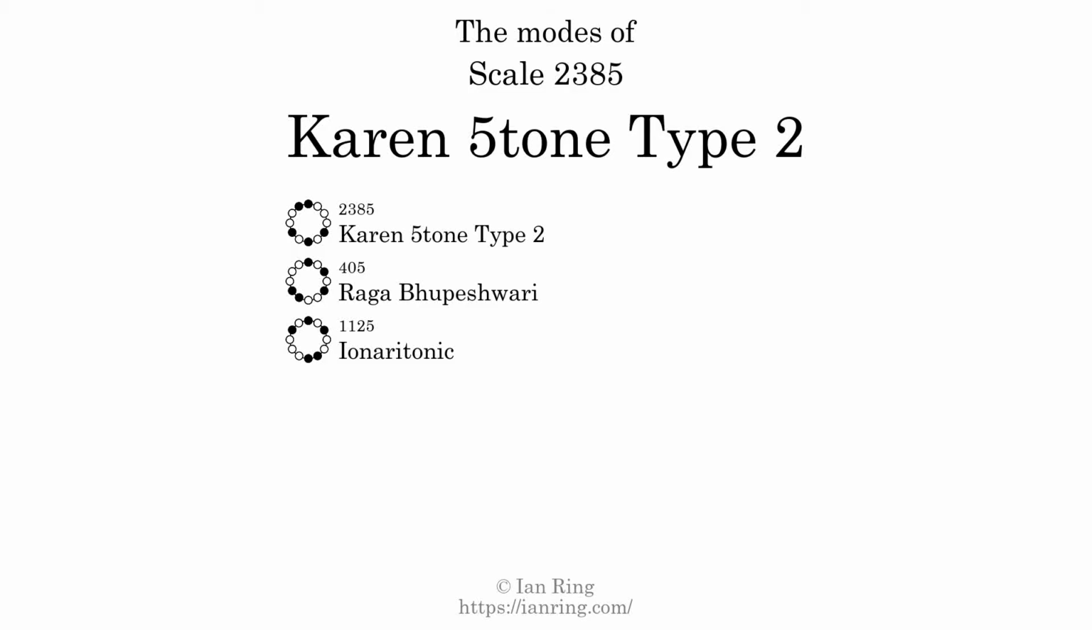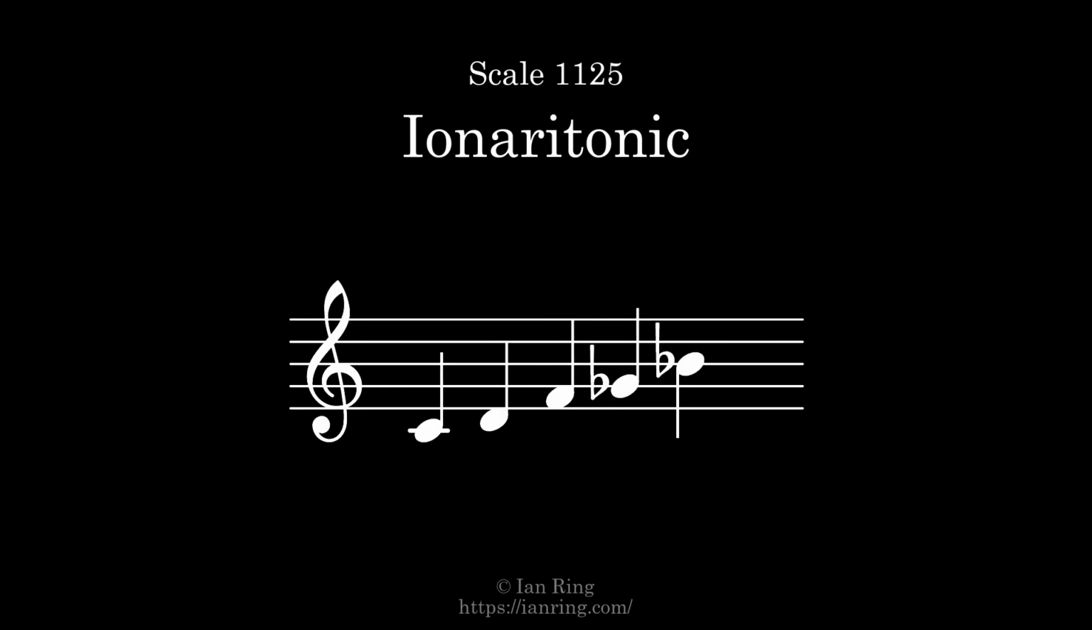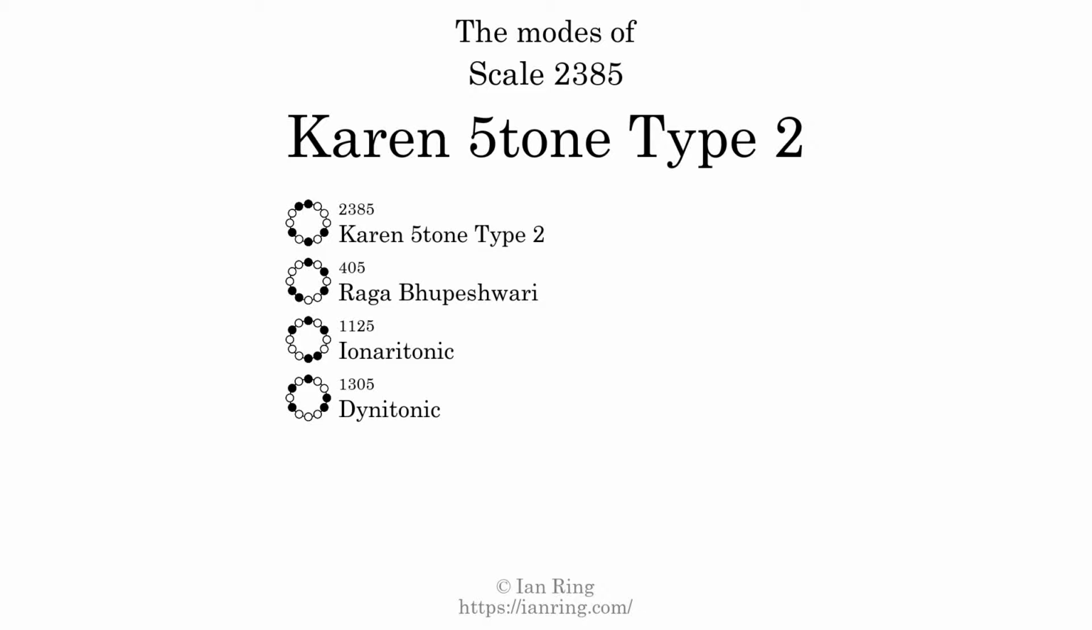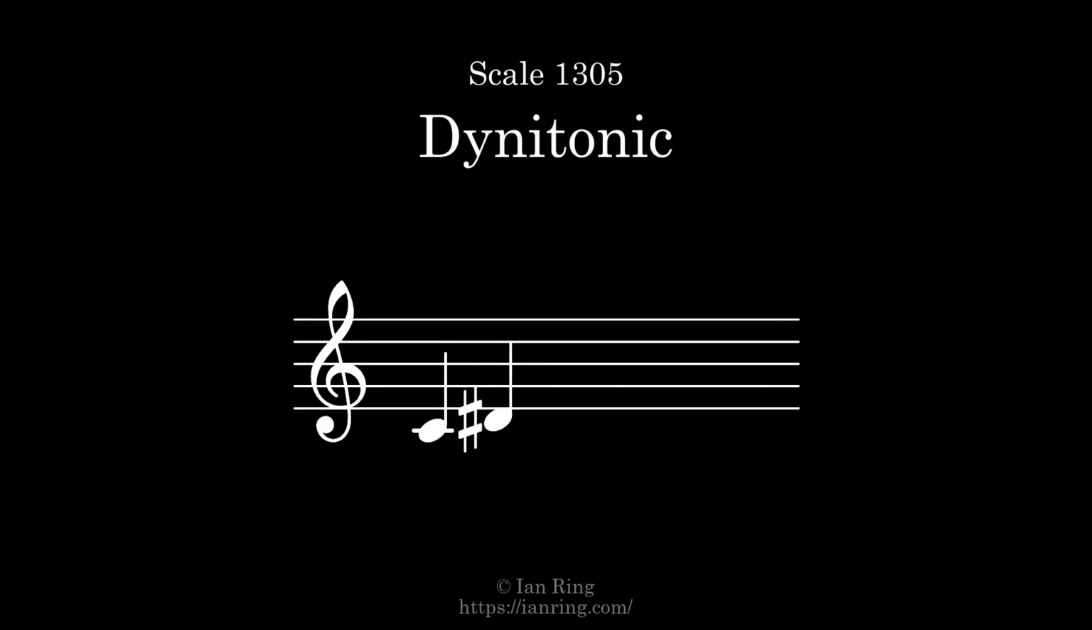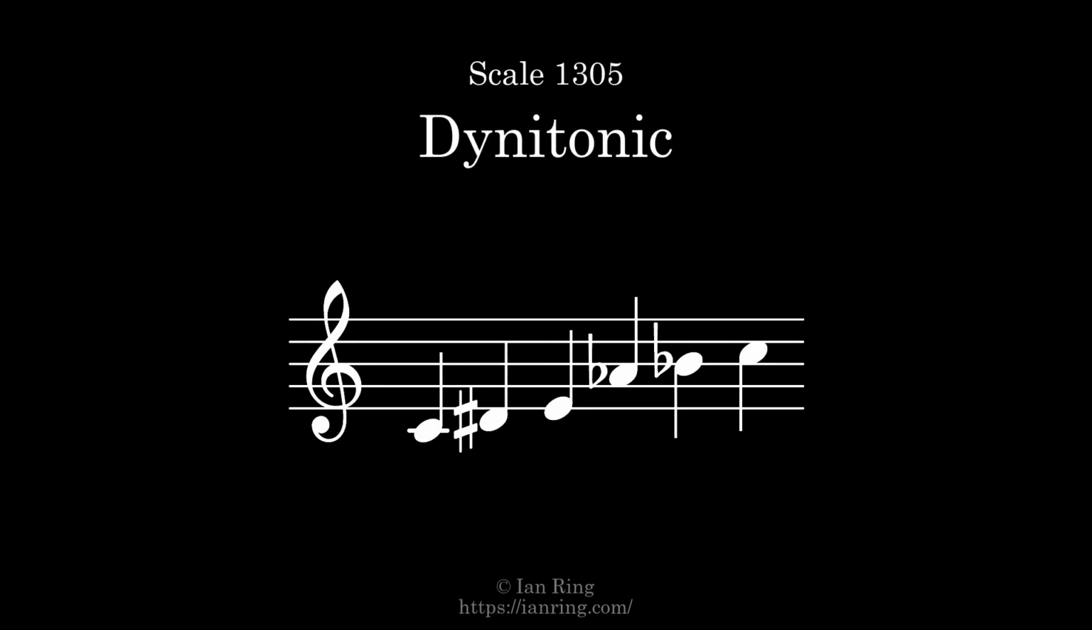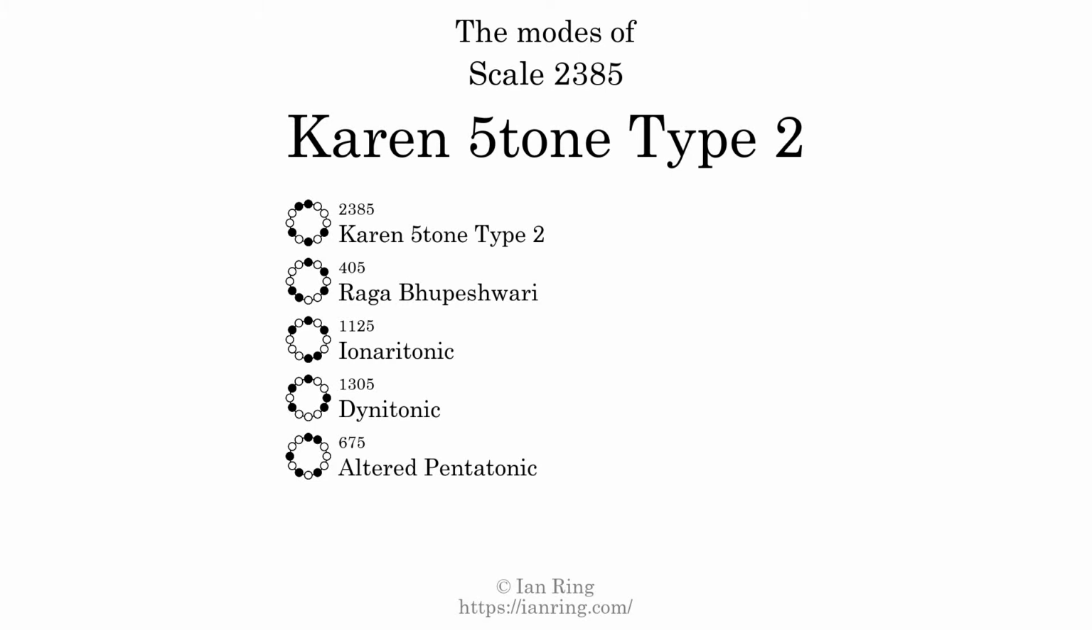The third mode is scale 1125, also known as Ionaratonic. It sounds like this. The fourth mode is scale 1305, also known as Diatonic. It sounds like this. The fifth and last mode is scale 675, also known as altered pentatonic. It sounds like this.